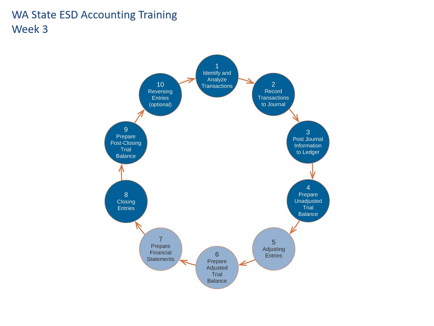So today we're going to talk about adjusting journal entries, and next week we'll talk about posting those adjusting journal entries to a general ledger, preparing an adjusted trial balance, and preparing the financial statements. We'll do steps 1 through 7 every single month, and then at the end of the year, we'll prepare closing entries and a post-closing trial balance. And we can ignore reversing entries at this point.